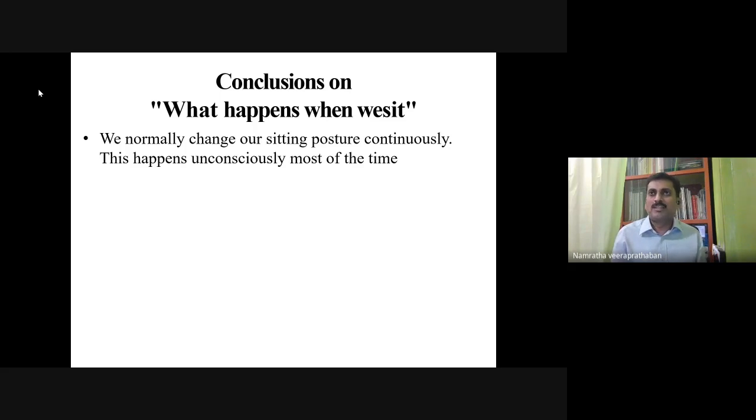We don't say, okay, now 5 minutes over, right leg over the left leg. Okay, 10 minutes over, now left leg over the right leg. Okay, put your left hand over your cheek, right hand over the cheek, cross your hands. Okay, change your position. It never happened. It happens unconsciously most of the time.